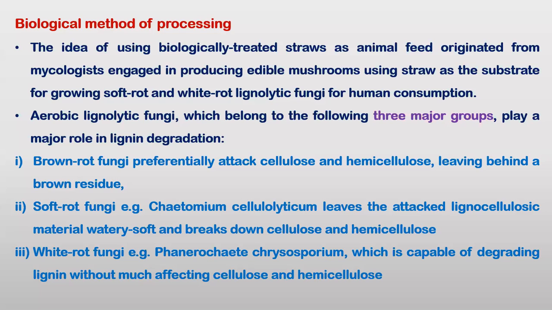And white rot fungi, the examples are Phanerochaete chrysosporium, which is capable of degrading lignin without much affecting the cellulose and hemicellulose. So white rot fungi are specific lignin degraders, while soft rot and brown rot fungi mainly degrade the cellulose and hemicellulose.